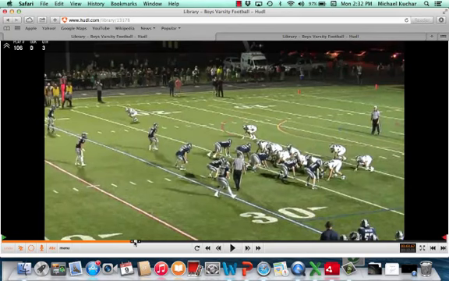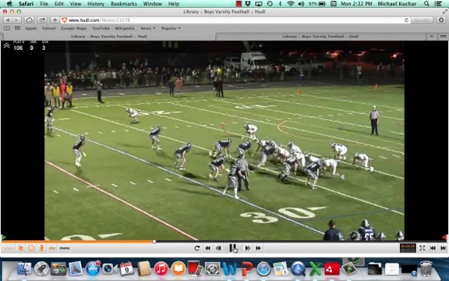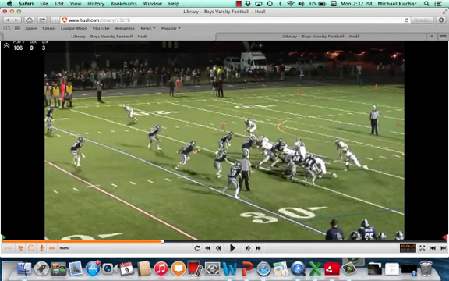Okay, another belly play to the strong side now, to the tight end side. Pretty good job staying low with this defensive end. There's a double team there on the nose guard. Okay, again, this halfback is looking to isolate the front side linebacker.